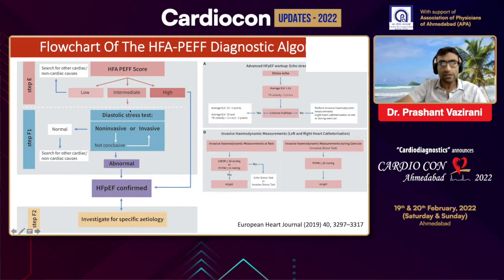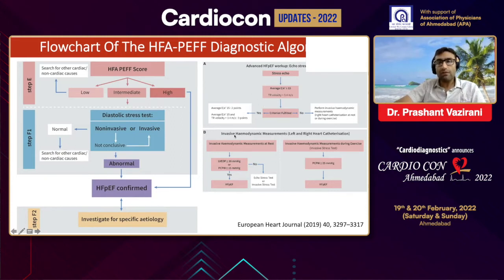If you are intermediate, then you have to do a diastolic stress test, either invasive or non-invasive, which we'll discuss later. And if it is abnormal, then HFpEF is confirmed, and the final step is etiological diagnosis. Some patients will require advanced HFpEF workup, that is stress echo. On stress echo, you have to measure advanced tissue Doppler parameters.